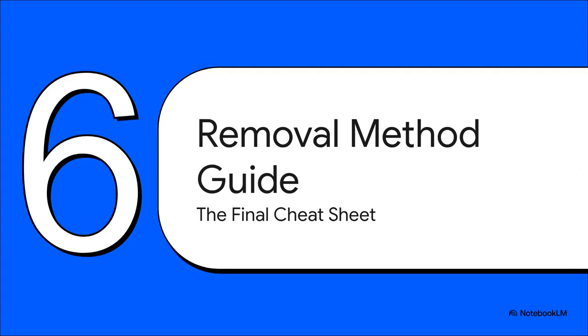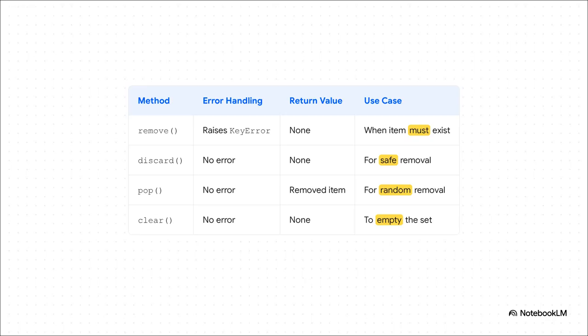Phew, we've covered a lot of ground. So let's pull all of this together into one final summary to make it super easy to decide which method you should use. Here it is, your ultimate cheat sheet. So, to recap, use remove only when an item absolutely must be there and its absence is a problem. Use discard for the safe everyday removal where you don't want any errors. Pick pop when you need to grab a random item to work with. And finally, use clear when you just want to wipe the slate clean and start over with this same set.